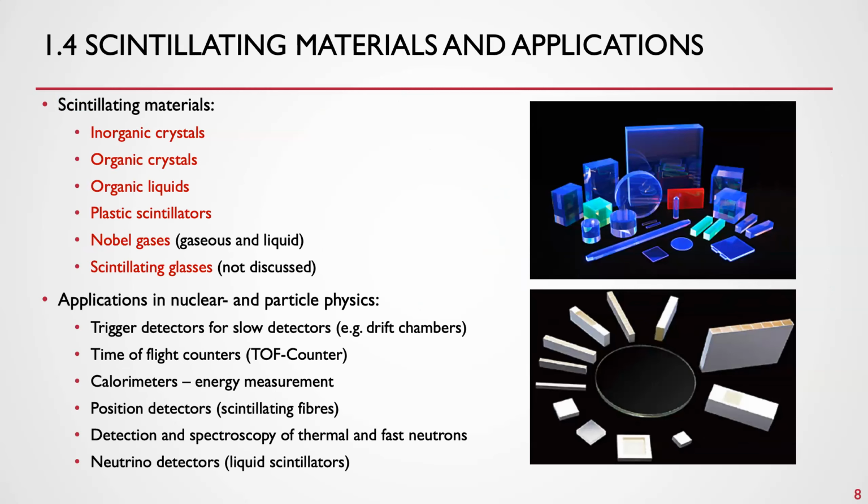Let's look at scintillating materials. Plenty of materials are scintillating. Not everything can be used. There are inorganic crystals and organic crystals. With organic crystals, we mean molecules based on carbon. Those molecules need not come in crystal form. They can also come in liquid form, or amorphous, in which case we call them plastic scintillators. So inorganic crystal, for example, lead tungstate is one.